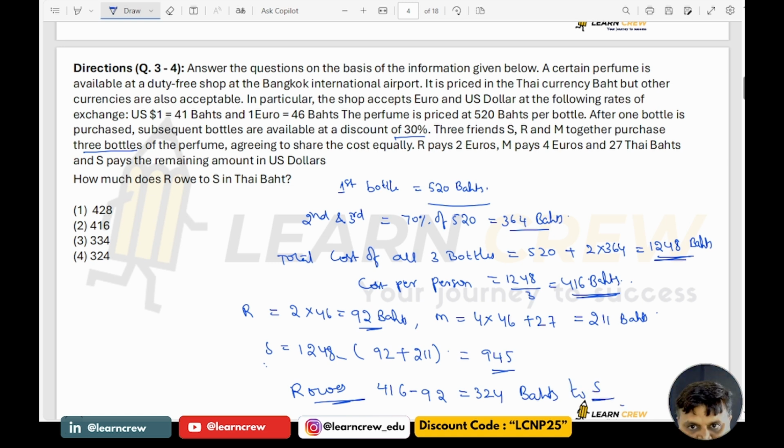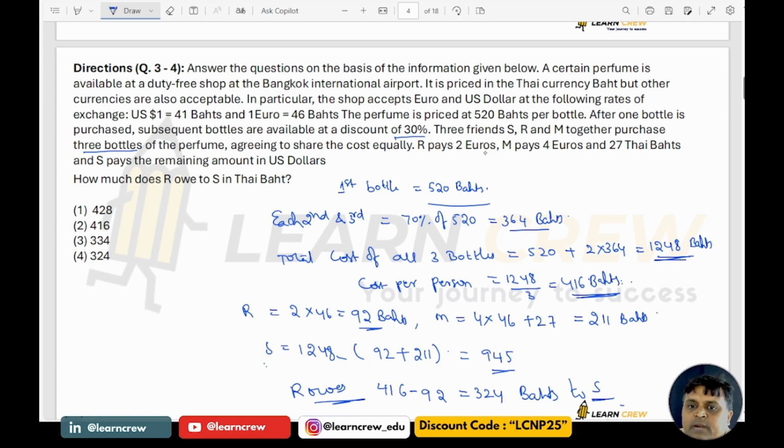Once again, I am trying to explain. Please try to understand. Here it is given that each perfume bottle is priced at 520 bahts. After the first bottle, subsequent bottles are available at 30% discount. So the first bottle is 520, and each second and third bottle would be available at 70% of 520 only, which is 364. So the total cost of all 3 bottles would be 520 plus 2 into 364, which is 1248. Each has to pay equally, so each has to pay 416.